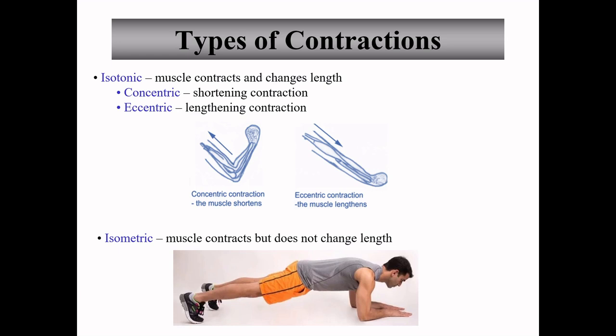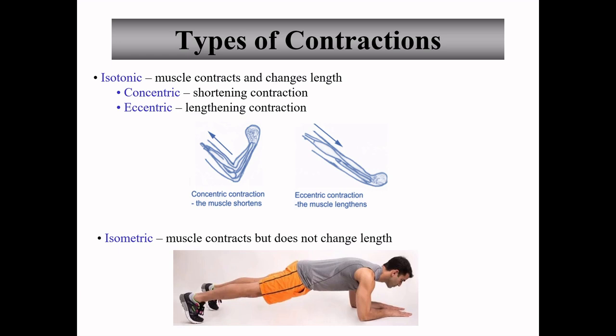Now, an isotonic muscle contraction, that's where the muscle contracts and it does change length. So we can have either a shortening contraction or we can have a lengthening contraction. I think the easiest way to visualize this is like trying to do a pull-up on one of the pull-up bars. The shortening contraction is called a concentric isotonic contraction.